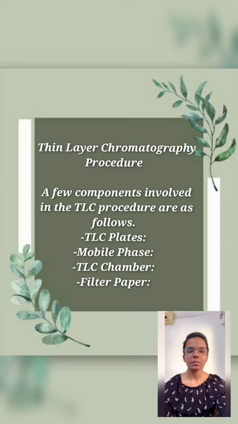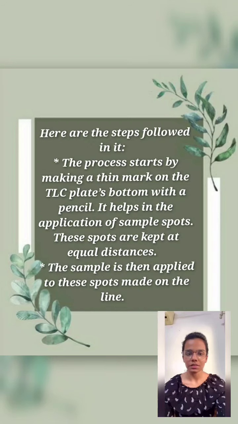In order to develop the spots appropriately, a uniform environment is maintained inside the chamber. Filter paper gets placed inside the chamber after being moistened with the mobile phase solution. It ensures that the mobile phase rises uniformly throughout the TLC plate's length. After collecting all these components, the process begins.